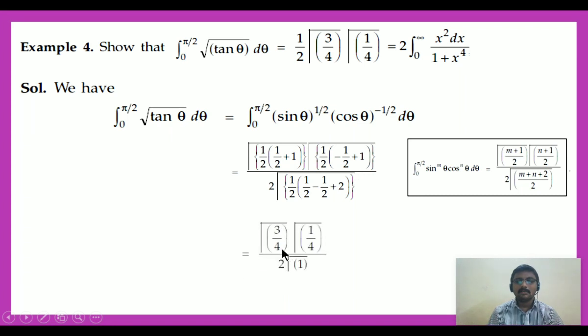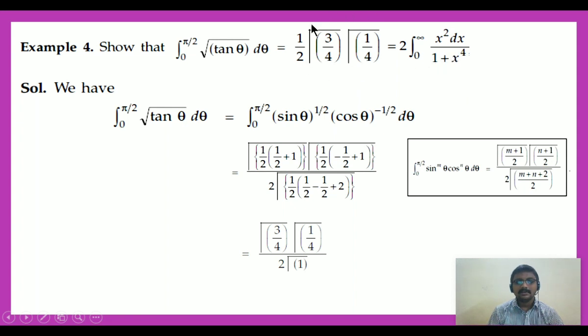So we will have gamma of 3 by 4 into gamma of 1 by 4 by 2 into gamma of 1. But what is the value of gamma of 1? 1. So clearly the first proof is over here, that is half into gamma of 3 by 4 into gamma of 1 by 4. Now to prove the given statement, it is enough to prove that half into gamma of 3 by 4 into gamma 1 by 4 is 2 into integral of 0 to infinity x square upon 1 plus x power 4 dx.